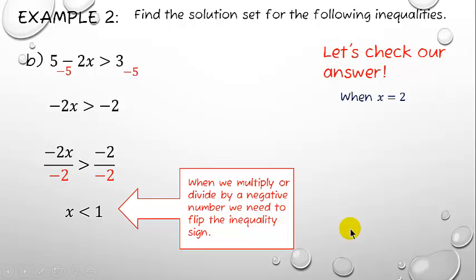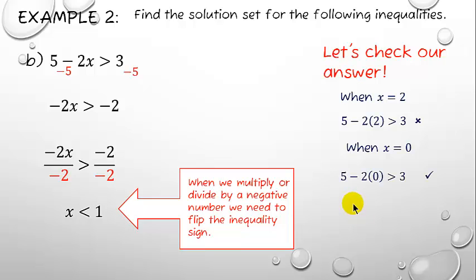Okay, checking your answer quickly. Pick a number that's greater than 1 and it shouldn't work. So I've picked x equals 2. So 5 minus 4, that is 1, is not greater than 3. So that one doesn't work. That's good. Now let's pick x equals 0. That's less than 1, so this one should work. I have 5 minus 0, that's greater than 3. Okay, that works. That's good. Remember, that's just a mental calculation to do.